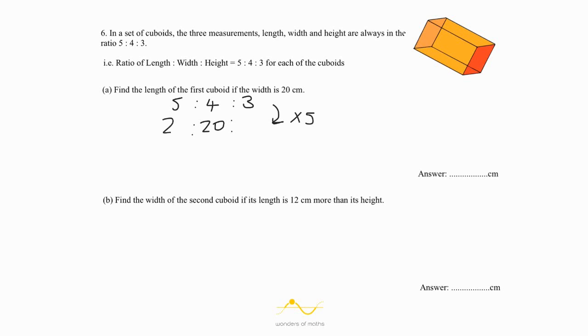5 times 5 gives us 25. 3 times 5 gives us 15. We're looking for the length, which is represented by this number. So we know that our final answer is 25.